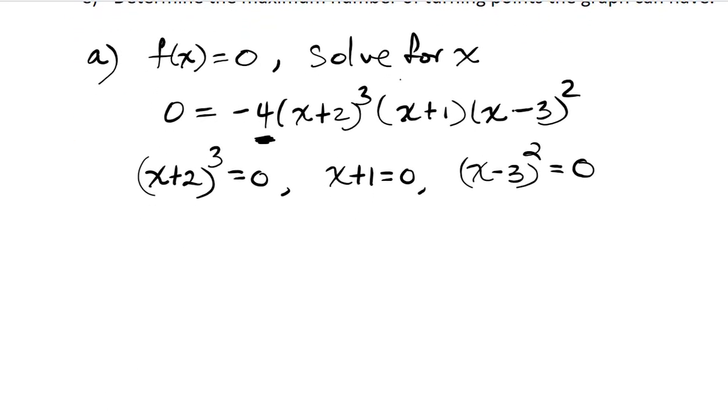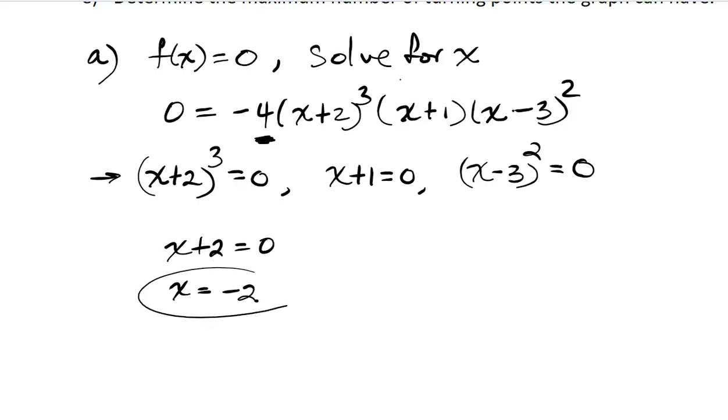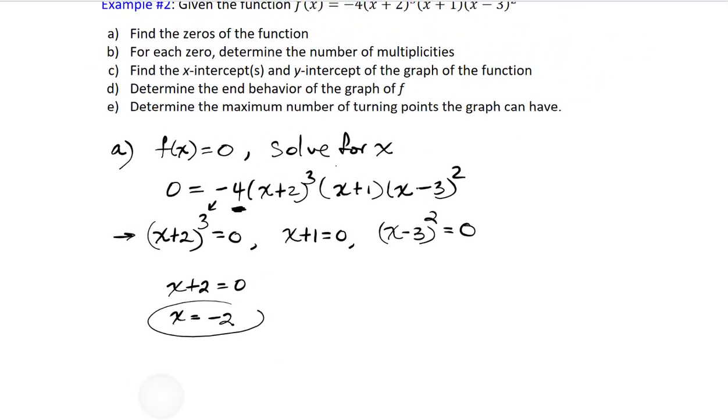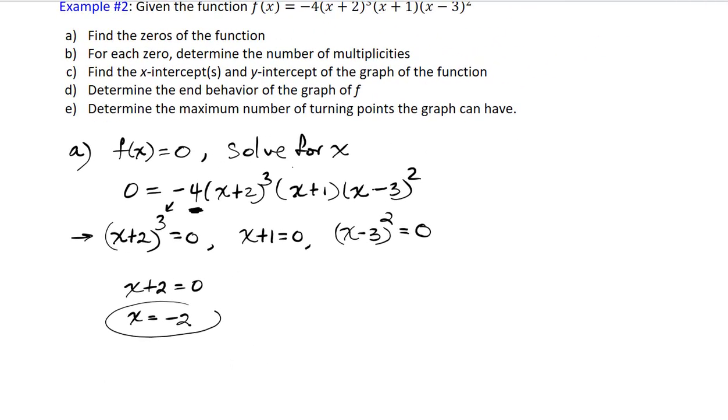And now from the first factor that is set to 0, we're going to cube root both sides, which turns this into x plus 2 is equal to 0. And then solving for x, we get a value of -2. Now notice that this has a multiplicity of 3 since that factor occurs 3 times in the polynomial function. But for letter A, we're simply looking for the zeros.